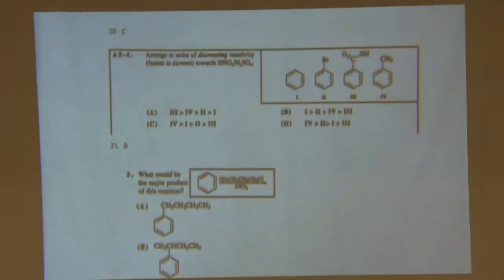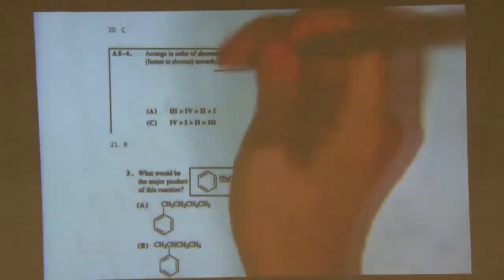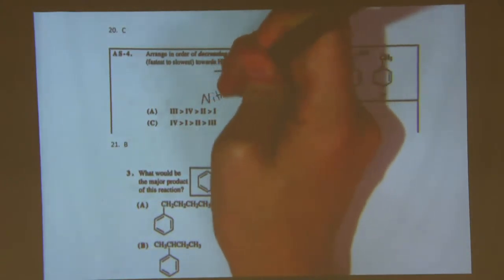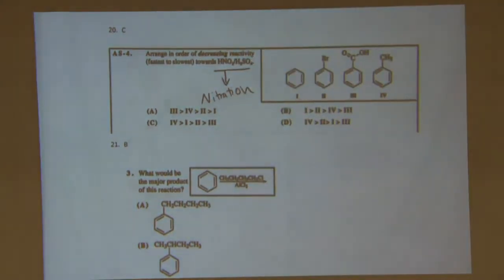This one. Arrange in order of decreasing reactivity, fastest to slowest, towards HNO3, H2SO4. What is HNO3, H2SO4? What does that do? Nitration. We don't really need to know for this question, but actually you kind of have to know. So nitration is electrophilic or nucleophilic? Electrophilic. So if it's electrophilic, if you're donating electrons to the ring, is that good or bad for the reaction? Good. It's good for the reaction.